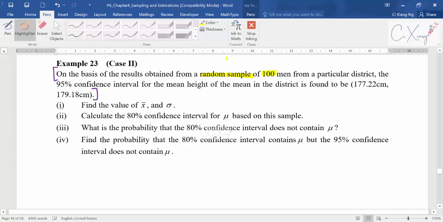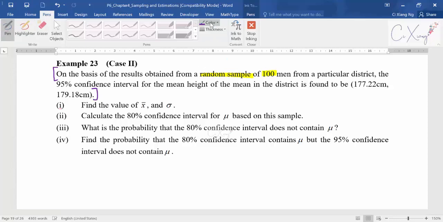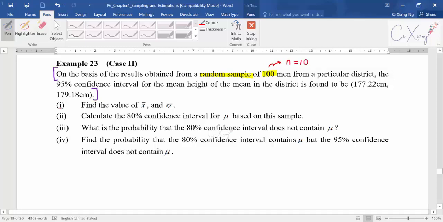But you see this one, 100 men. This tells you that the sample size is large, so n equals 100. Then they said the 95% confidence interval for the mean height of the men in the district is found to be this. They already give you the confidence interval values, and by using these two values, they want you to calculate the sample mean and also the population variance.